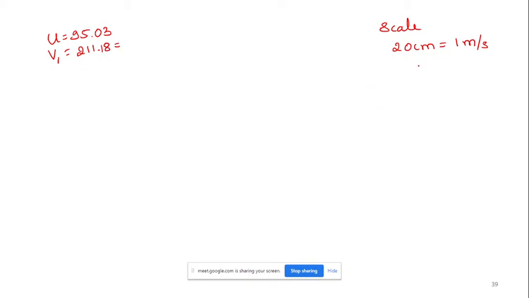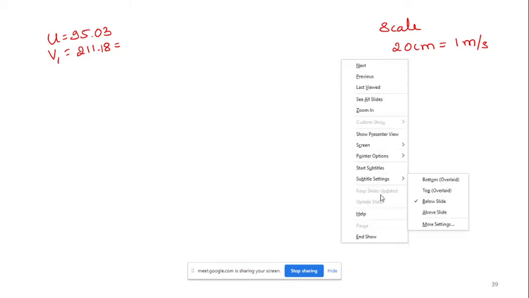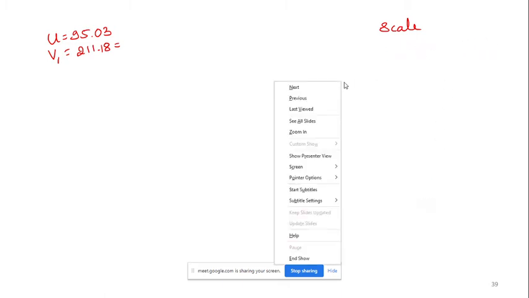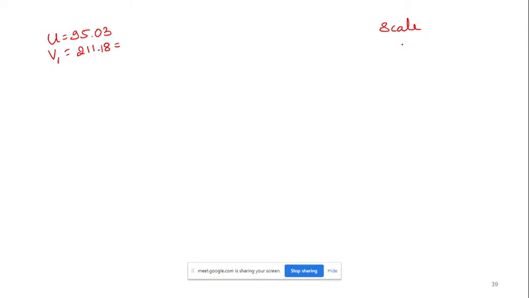Sorry, I have changed this. Wait, not this one. This should be ulta. Correct. Sorry. Erase. Scale. So what was the thing? 20 meter per second is equal to 1 centimeter. Yes, sir. Now it is correct.